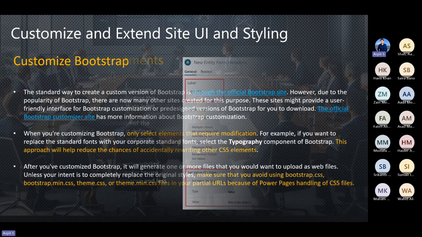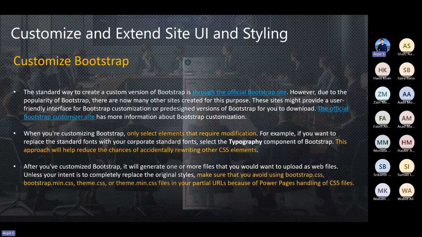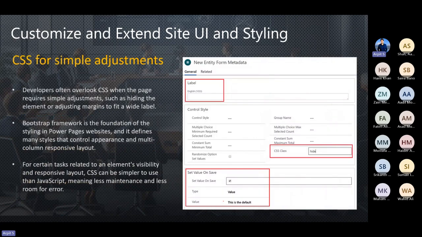One more option that you have is CSS for simple adjustment. Okay. And I really like this kind of CSS for simple adjustment on the portal, because sometimes just to hide a label, just to make the site responsive, we write a lot of JavaScript in the custom JavaScript section. And we are not aware of this particular feature, the .css class in the entity form metadata or in the multistep form metadata, right? So the Bootstrap framework is the foundation of the styling in the Power Pages site, and basically defines the complete appearance of the website.